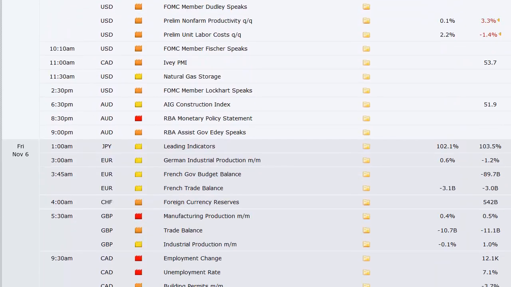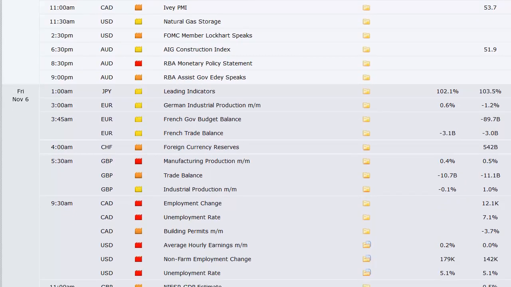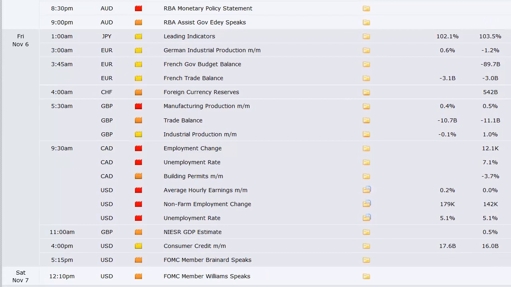Canada does their Ivey PMI data, the weekly natty gas number from the U.S., another Fed member speaking. A lot of speeches this week. AIG construction index out of Australia, leading indicators out of Japan going into Friday, German industrial production, French government budget balance, French trade balance, foreign currency reserves.